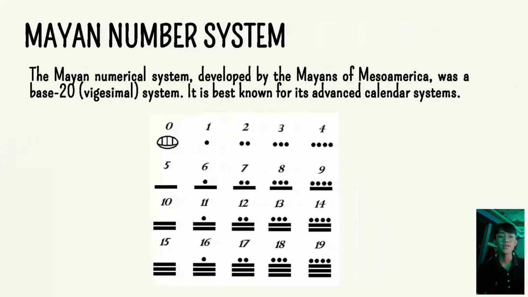So for the Mayan number system, the Mayan numerical system was developed by the Mayans of Mesoamerica. It uses a base 20 system and it is best known for its advanced calendar system. So below are the examples for the Mayan number system.